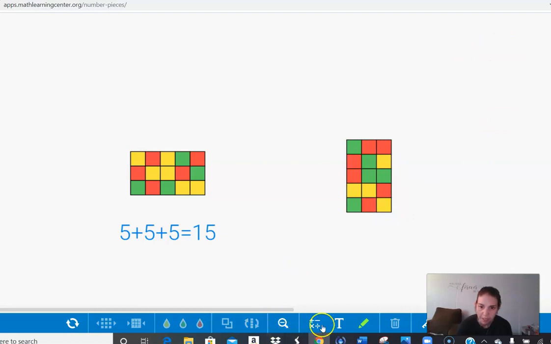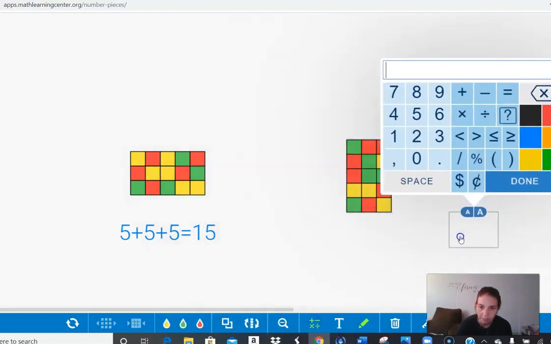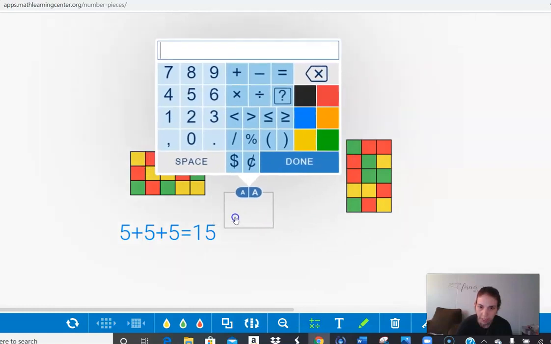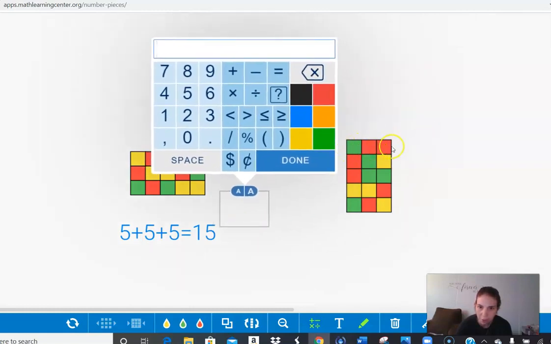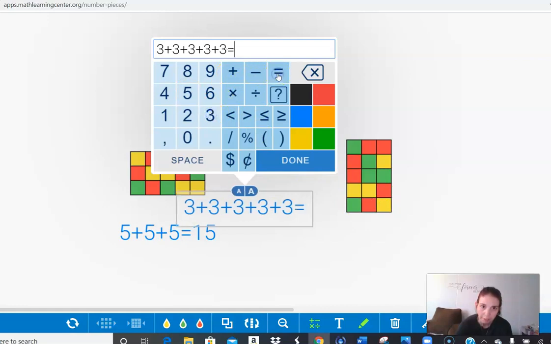So we've got how many in our first row? 1, 2, 3. So we have 3 plus 3 plus 3 plus 3 plus one more group of 3. 3 plus 3 equals 6. Here's another 3 plus 3 equals 6, so that's 12. And 3 more gives us 15.